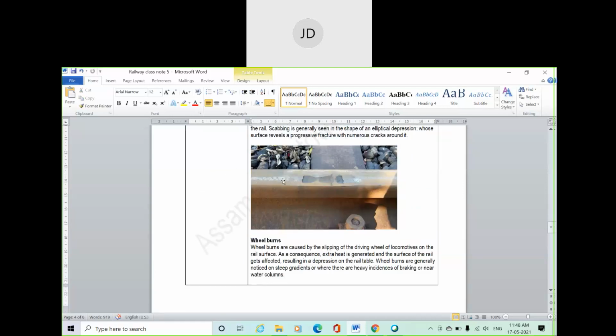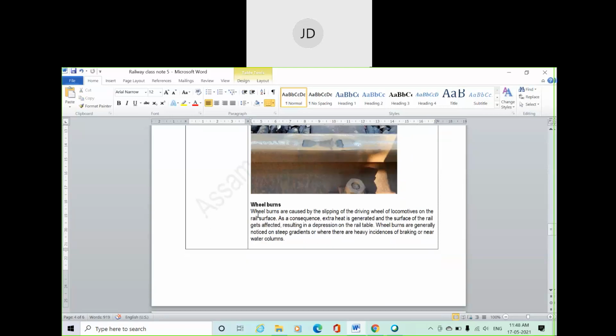Then wheel burn. Here you can see the wheel burn. You can also see wheel burn here. Wheel burns are caused by the slipping of the driving wheel of the locomotives on the rail surface. As a consequence, extra heat is generated and the surface of the rail gets affected, resulting in a depression of the rail table.